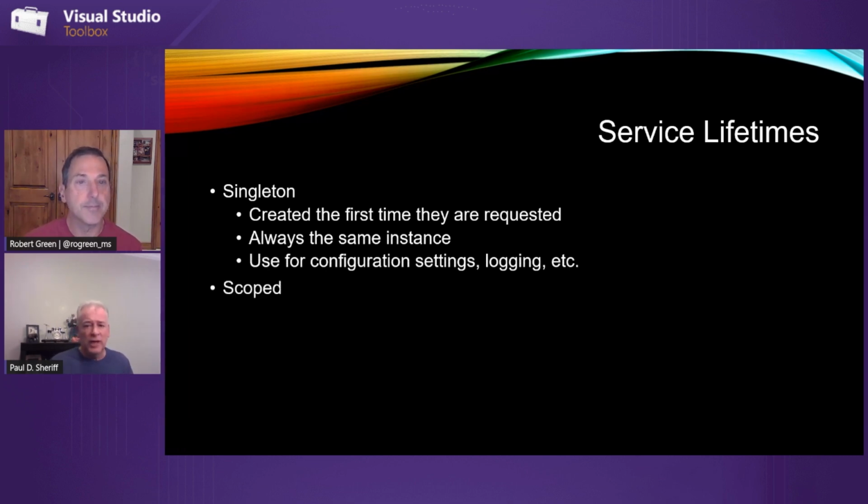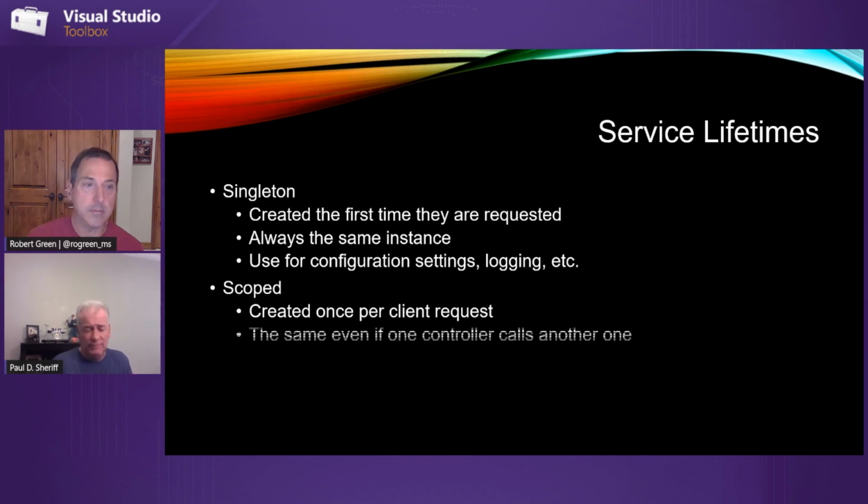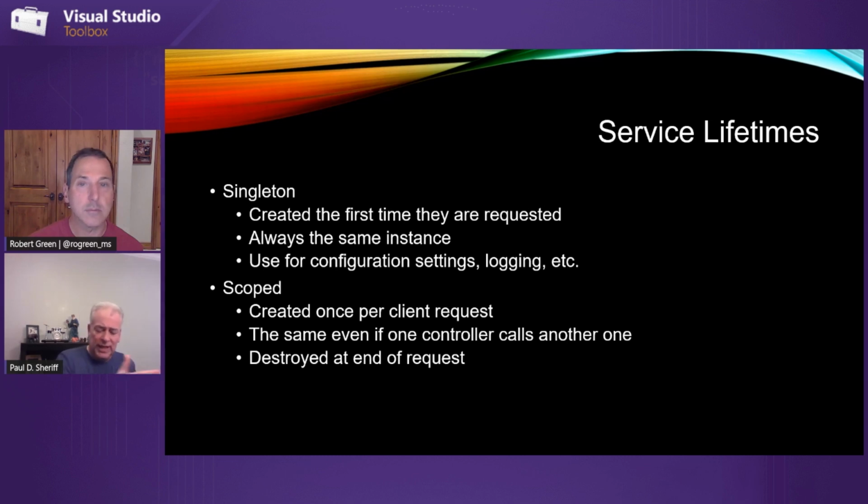We then have what are called scoped. Now, scoped are created once per client request. Like if you're in an MVC application, the controller is going to call it and create an instance of that, maybe that user repository. And here in MAUI, we would pass it whenever that new view model is created. So once that view goes away and the view model is destroyed, then the repository, whatever that is, that user repository, is destroyed at that time as well.